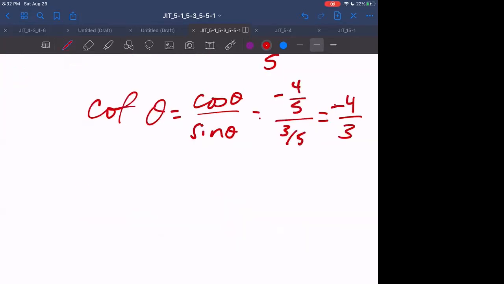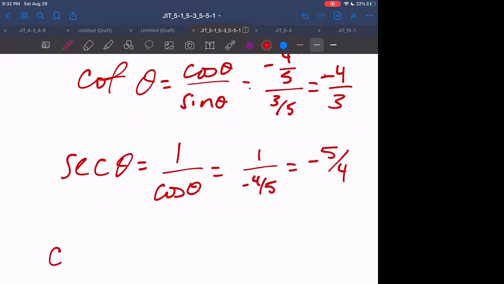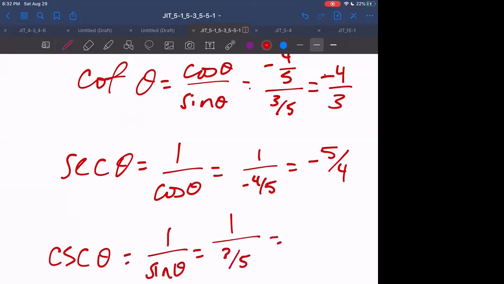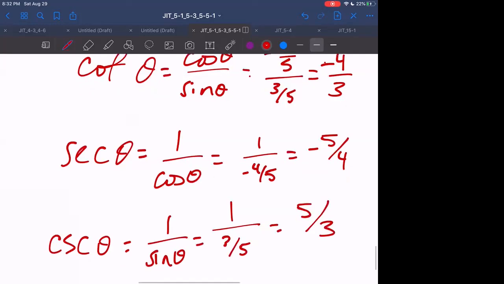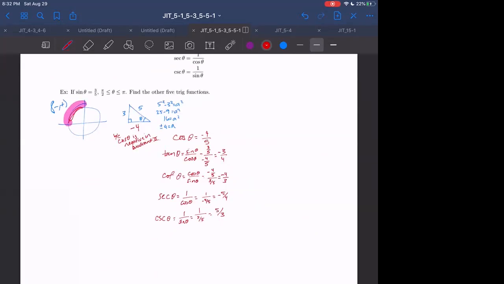And so then we've got secant of theta, 1 over cosine of theta, which is 1 over negative 4/5, which will be negative 5/4. Then lastly, we've got cosecant of theta, which is 1 over sine of theta, 1 over 3/5, which is 5/3. Okay. So there's our other trig functions.